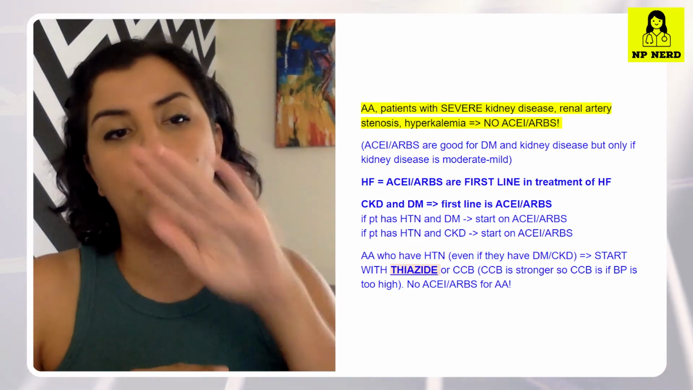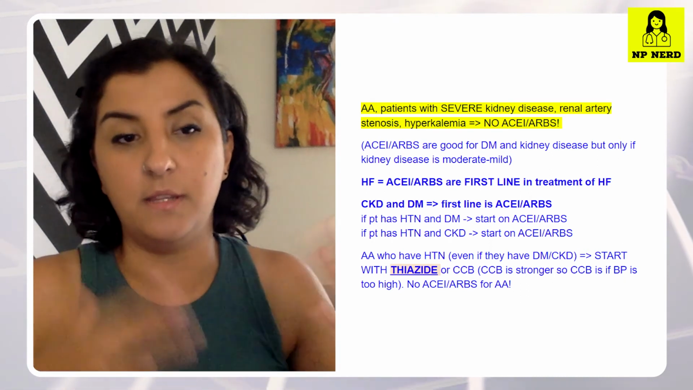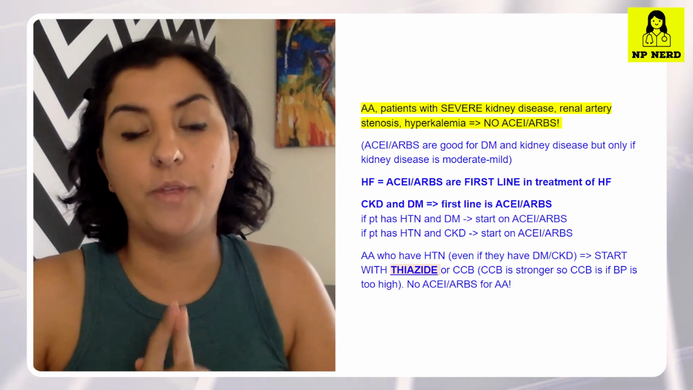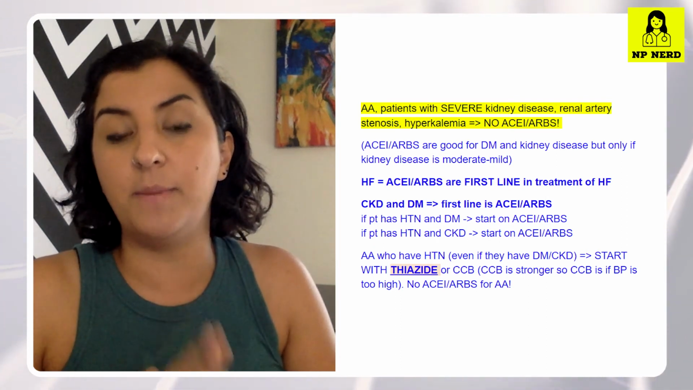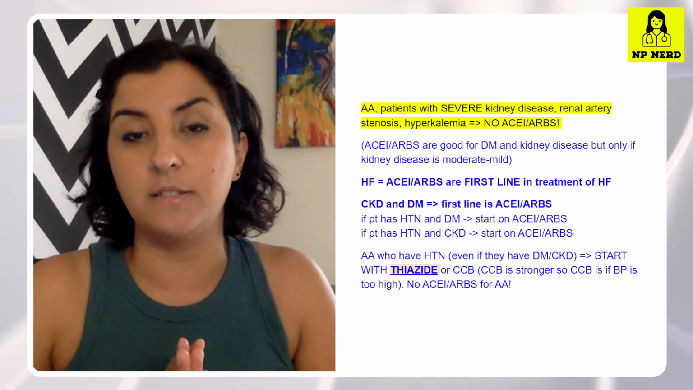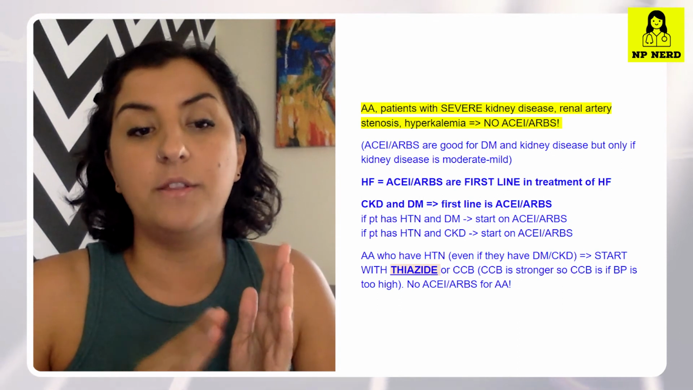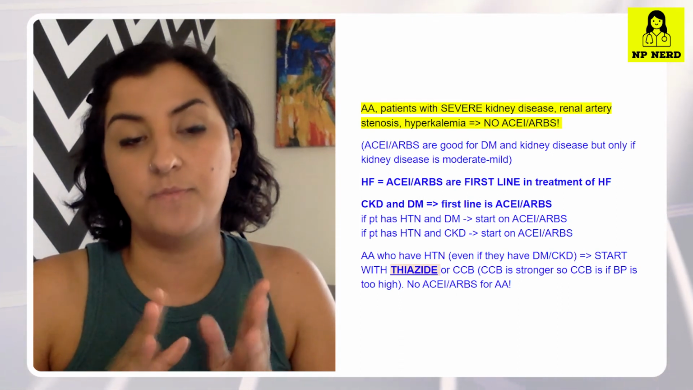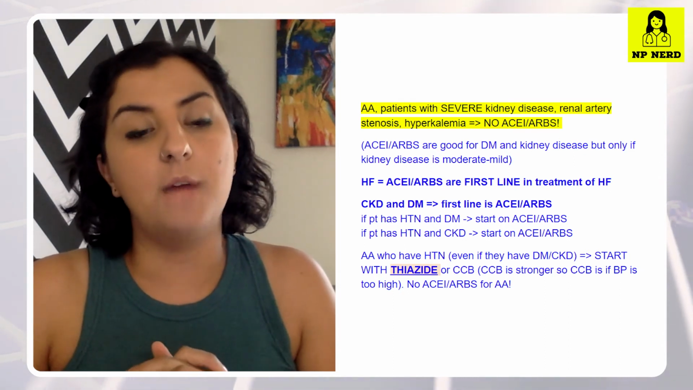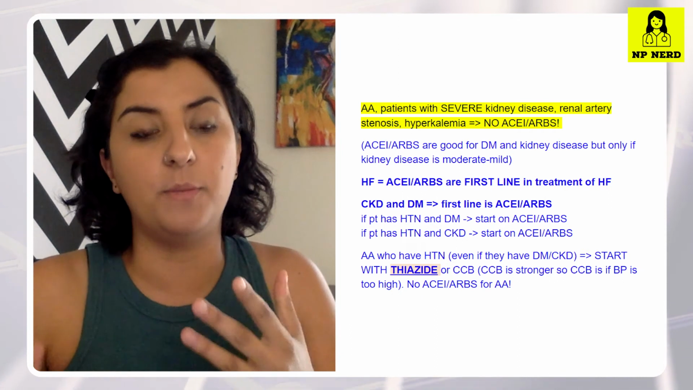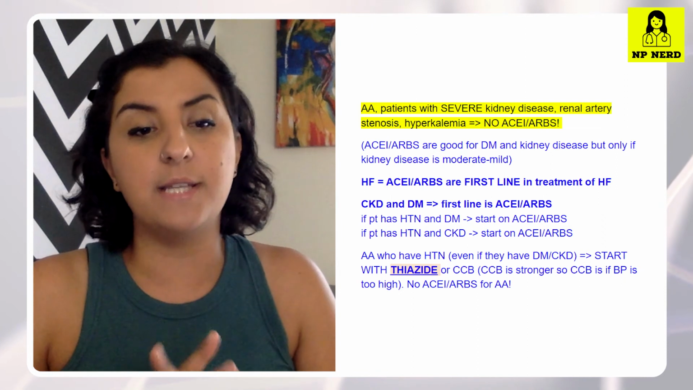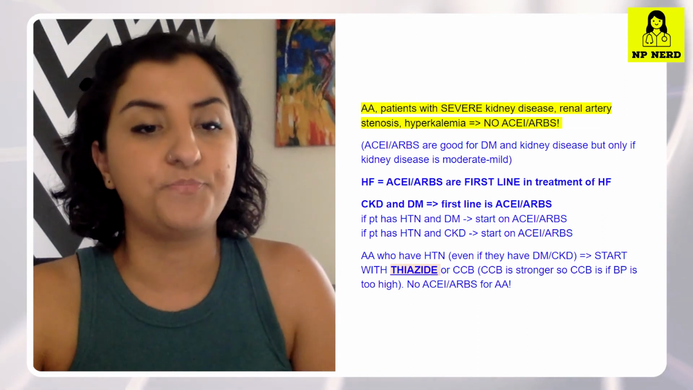So remember that highlighted portion on top, and then at the bottom is the other scenarios that might pop. And then if you have an African-American patient with hypertension, even if they have diabetes or CKD, you have to start them with thiazide. So their first line of treatment are thiazide, not ARBs or ACE inhibitors. Thiazide or CCB, which is the calcium channel blockers. CCB is usually stronger, so CCB if the blood pressure is too high. But again, no ACE inhibitors and no ARBs. So thiazide is the first line for these patients.